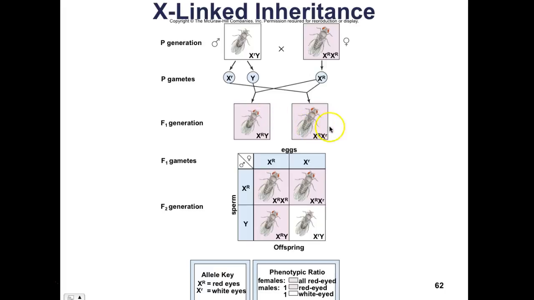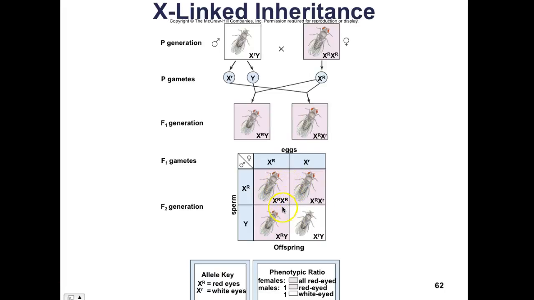However, over here, the female is a carrier. The male is not, because he does not have that second X chromosome, so he just has red eyes. But the female here has red eyes but is a carrier for white eyes. And then if you were to cross these ones, here you could see the outcome in the F2 generation.